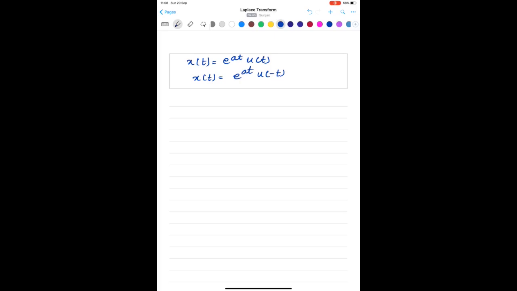Now in the next lecture I'll find out the Laplace transform of important signals like unit impulse signal, unit step function, sine and cosine signals.